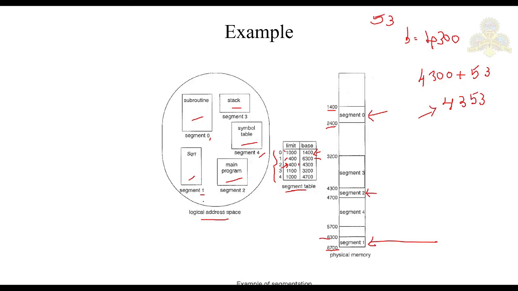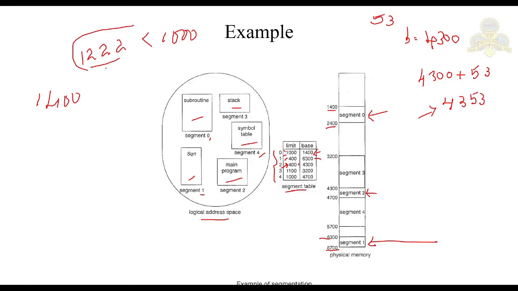Now say suppose your CPU wants to access the 1222nd byte in segment 0. So this is your segment 0, right? What is the base of segment 0? That is 1400. Now the displacement is 1222. Your CPU wants to execute the instruction present at the 1222nd location. Now you check whether this is less than the limit of the segment. What is the limit of segment 0? It is 1000, right? It is 1000.